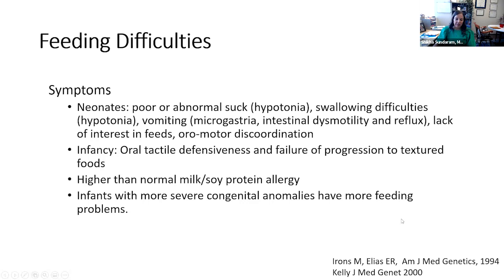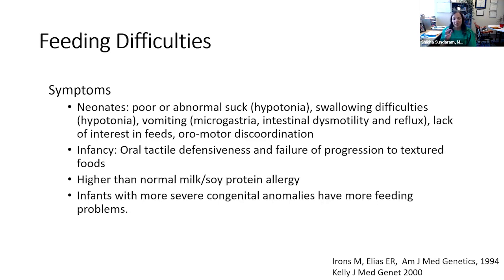Dr. Elias started to touch on this, and I think there was some discussion at the end of the last talk about feeding difficulties. I think that this is probably one of the most challenging things that many patients with SLO and their families experience. The symptoms can be broad and start often in the neonatal period because babies with SLO have low tone or hypotonia. They may have a poor or abnormal suck, and as a result of that, may also have difficulties with swallowing. They may have vomiting because they have small stomachs or microgastria. They may have intestinal dysmotility, or in other words, their intestine doesn't contract as it should, and reflux symptoms, all of which can lead to a lack of interest in foods that is further complicated by oromotor discoordination or dysfunction.